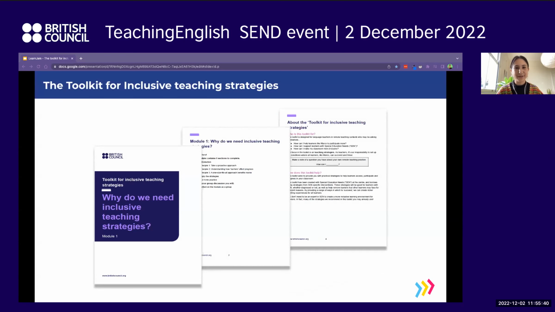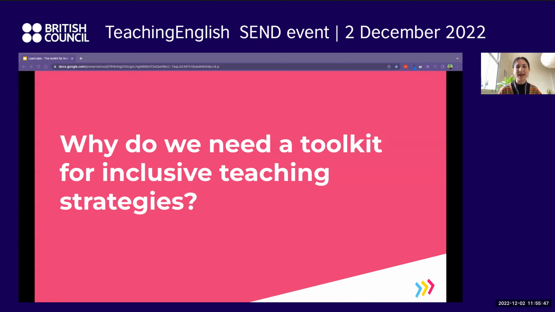So here's what we're here for today, to look at the toolkit for inclusive teaching strategies. We're going to start by thinking about why do we need a toolkit for inclusive teaching strategies. I think Marie has already spoken at length about some of the reasons of why we need to support our learners, but I just want to share a case study with you. And while reading, I'd like you to think about if this sounds familiar or like any of the learners that you might have in your remote teaching classrooms or your in-person classrooms.